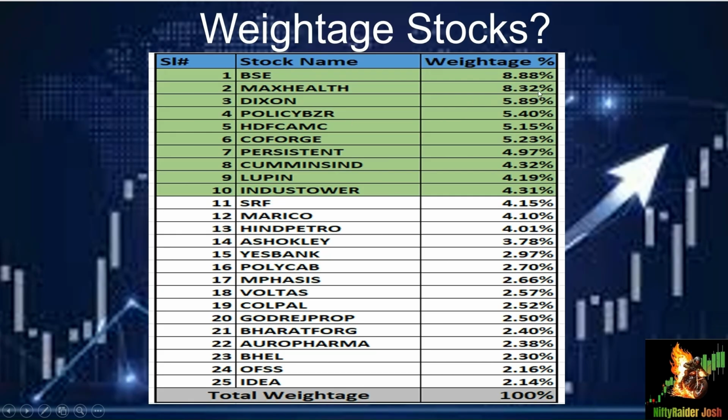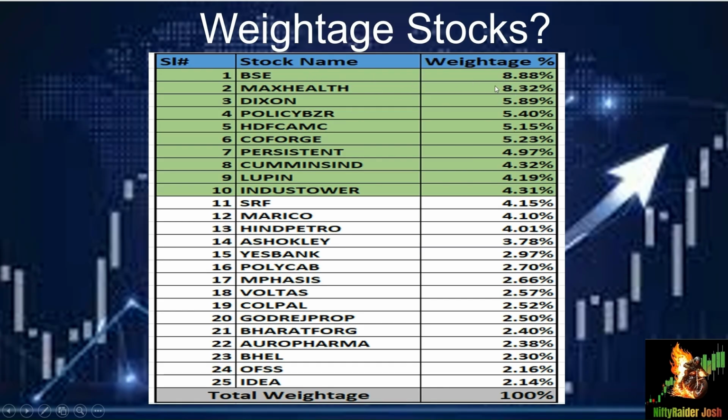Then Max Health 8.32, Dixon around 6%, Policy Bazaar 5.5, HDFC AMC around 5, then Coforge around 5.23, Persistence around 5%, Cummins India around 4.3, Lupin 4%, and Indus Towers also 4.3. So just look at the top 10. This itself constitutes around 55 to 56% of the total index weightage. That means if you track these stocks' movements, then you can easily trade in midcap.